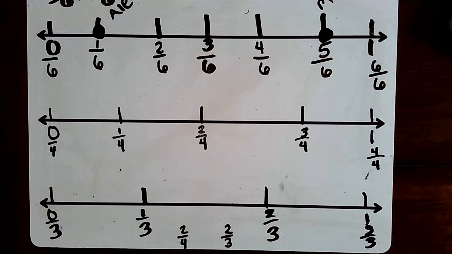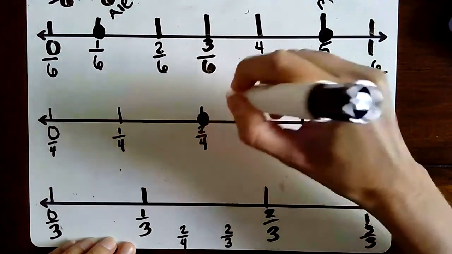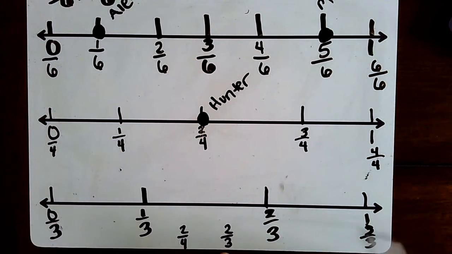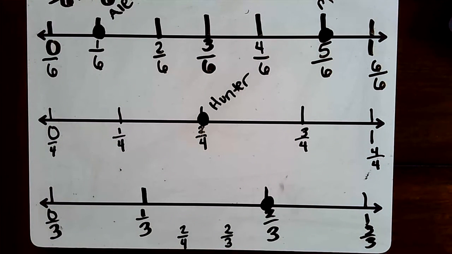Now, for our story problem, we have some kids working math problems. Hunter is working math problems and Latrell is working math problems. Hunter worked 2/4 of his math problems, so we'll put him here. He's at 2/4. And then we have Latrell. He worked 2/3 of his math problems. Maybe he didn't have as many because his denominator is smaller. So which fraction is bigger, 2/4 or 2/3?